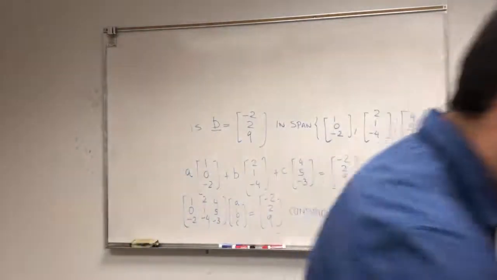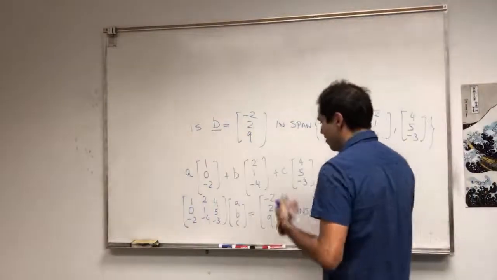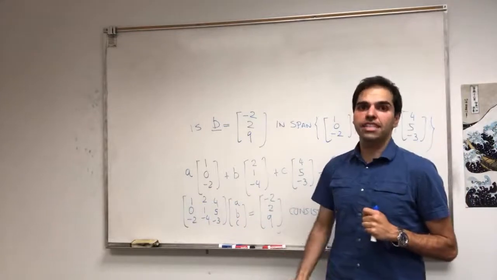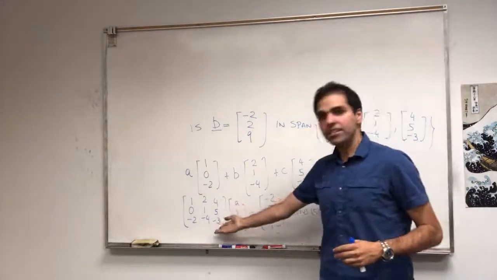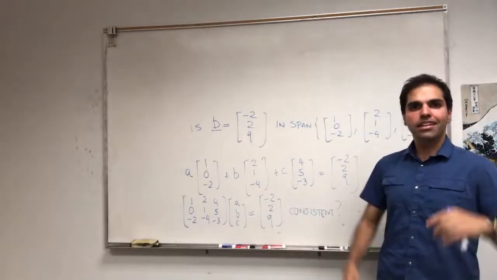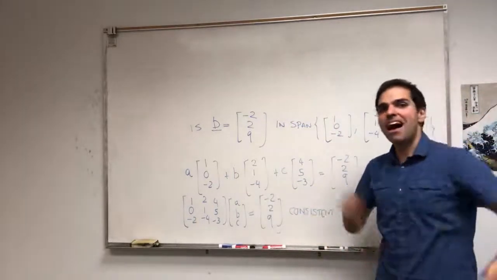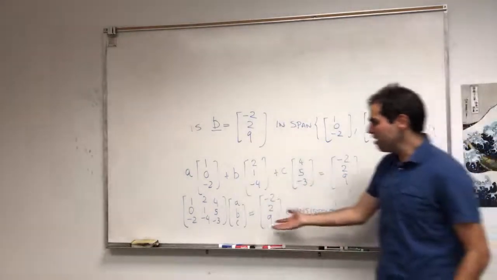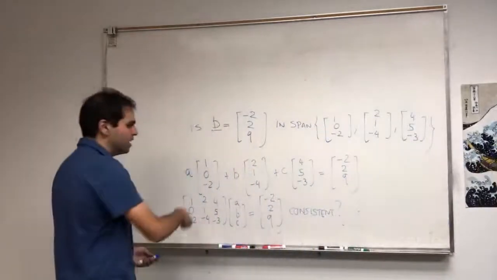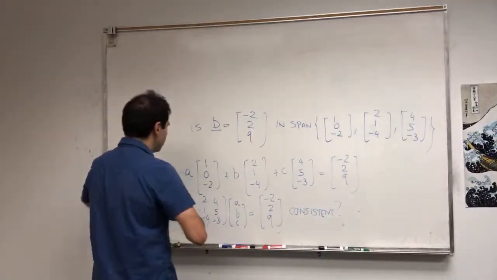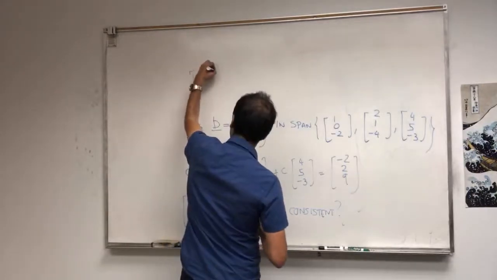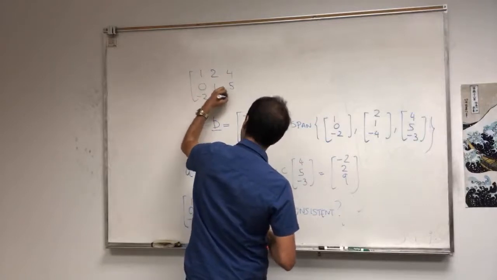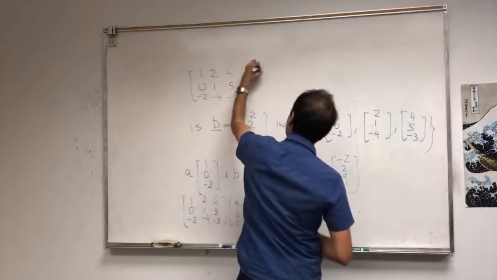Okay. And first of all, what's interesting, remember linear independence brought us to Ax equals 0. Span brings us to Ax equals b. That's why there's this huge bubble that puts span, Ax equals b, and rows together. Because those go very well together. And so what you have to do, technically, is solve the system, which means you form this matrix, 1, 2, 4, 0, 1, 5, minus 2, minus 4, minus 3, and minus 2, 2, 9.